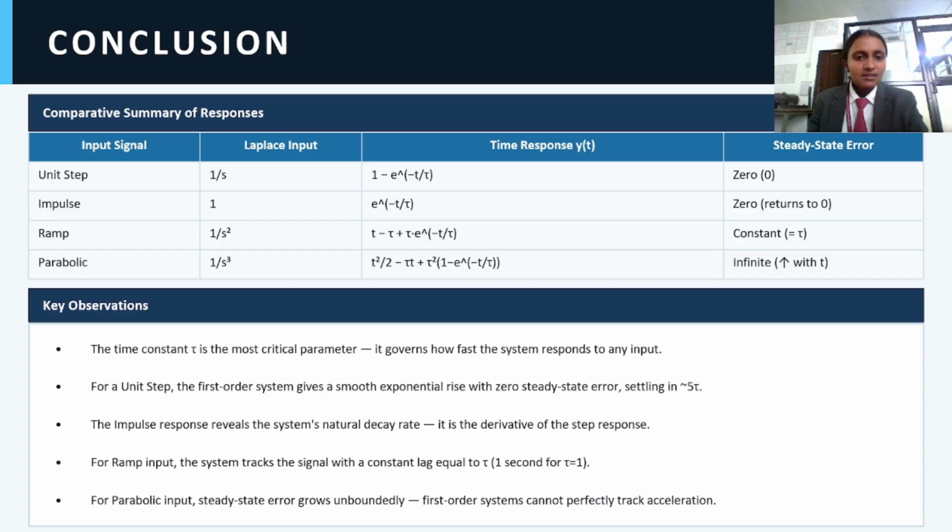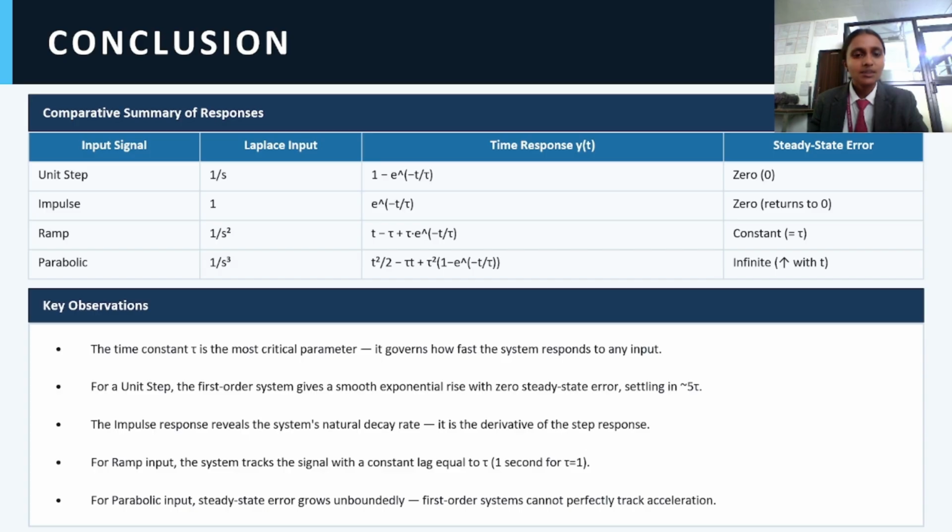Now the last is the conclusion. In the conclusion, we see that the time constant tau is the most important factor in determining the response of the first order system. For a unit step input, the system gives a smooth response with zero steady state error. For an impulse input, the output decays exponentially to 0. For a ramp input, there is a constant steady state error equal to tau, and for parabolic input, the error increases continuously.